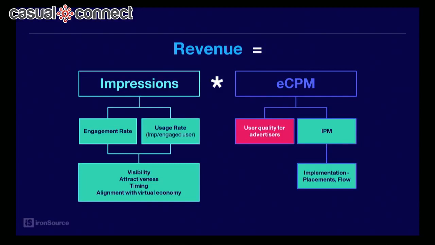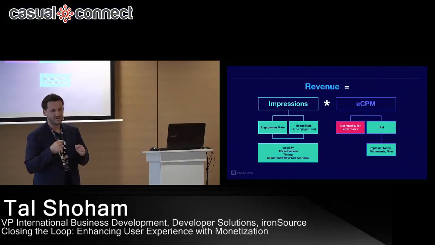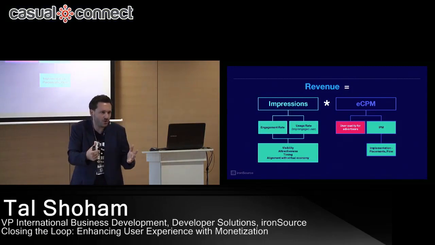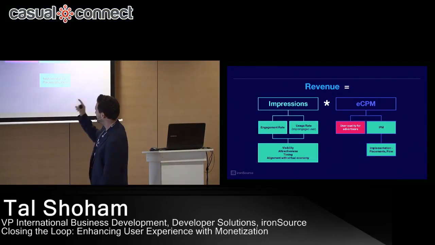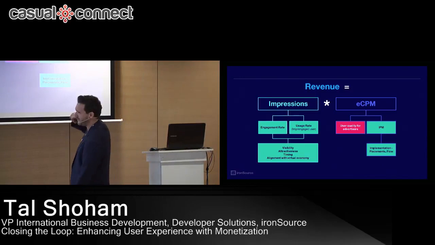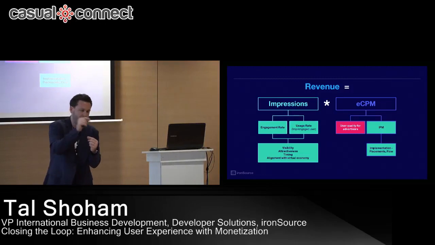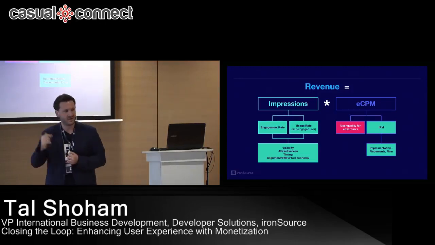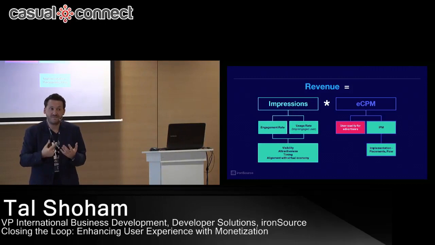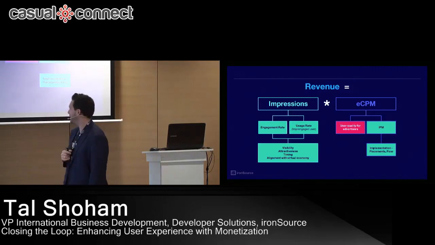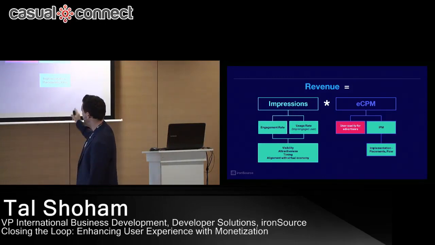You can affect the engagement rate. You can affect the usage rate. You can affect the visibility of the button, the attractiveness, the timing, and so on. These are all things under the developer's control. And in terms of eCPM, you can control the IPMs, which, by the way, is installs per thousand. This means wherever you put the video, is the user actually going to click on it, if it's a branded video, or install whatever ad he saw? You can affect the eCPMs you generate and how much money you'll make through implementation, placement, user flow, and so on.